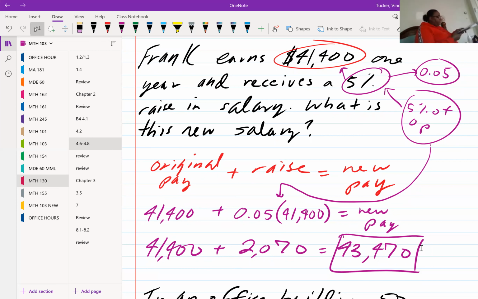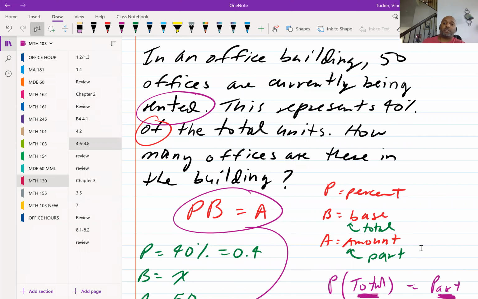And I'm just showing you different ways that you can do these percent problems. You may see another way, and it's perfectly fine. We're just showing you different ways to solve these types of problems. So we have an office building that has 50 offices that are currently being rented. This represents 40% of the total units. How many offices are there in the building?